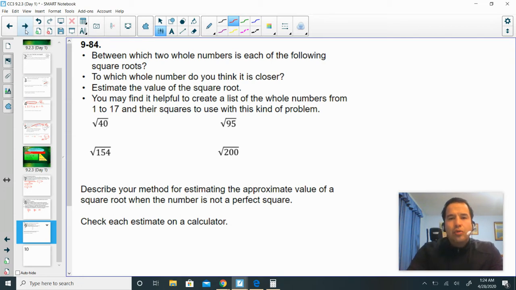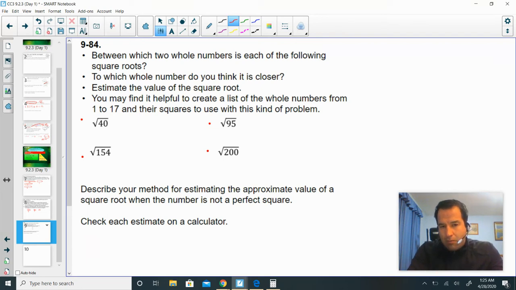Between which two whole numbers is each of the following square roots? And you've got these four problems right here, okay? Will you please write them down? Square root of 40, square root of 95, square root of 154, and square root of 200. Between what two whole numbers is each of these following square roots? Okay?